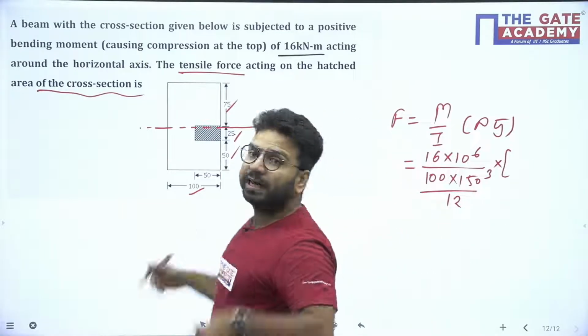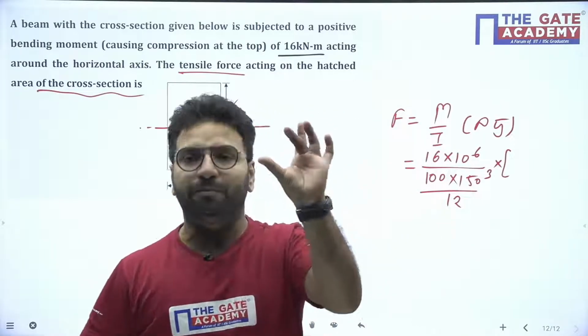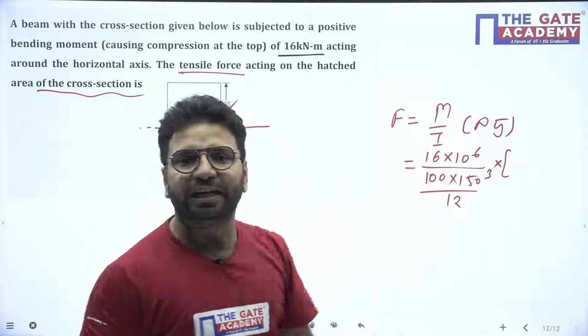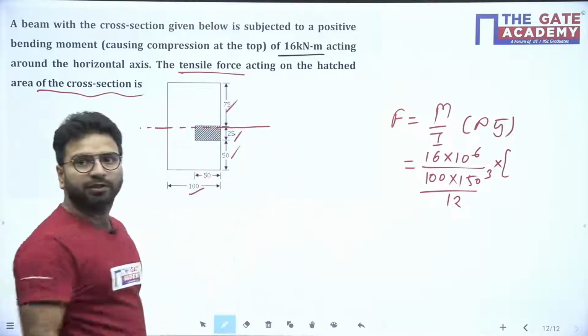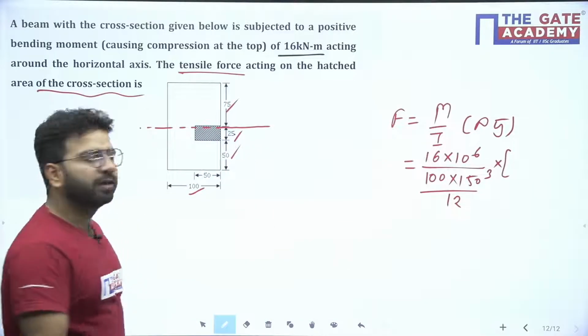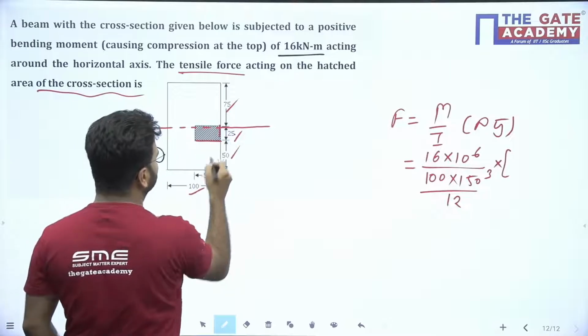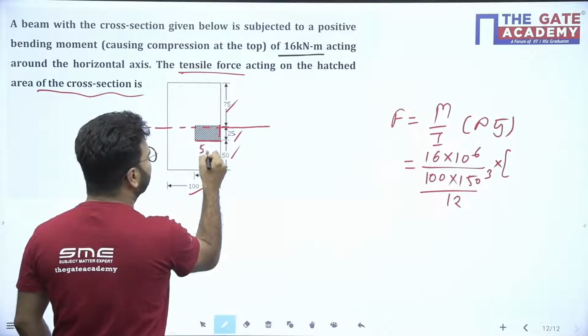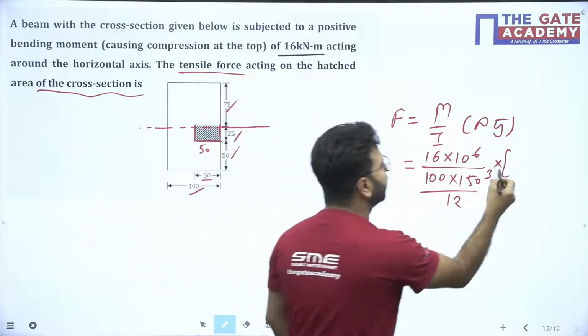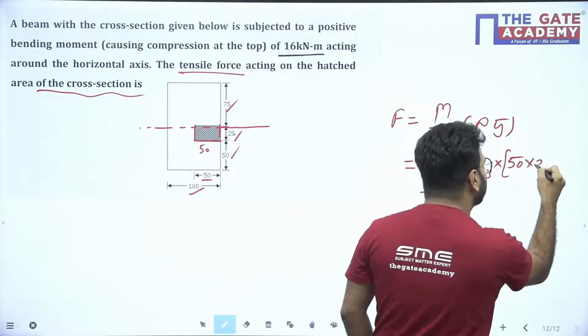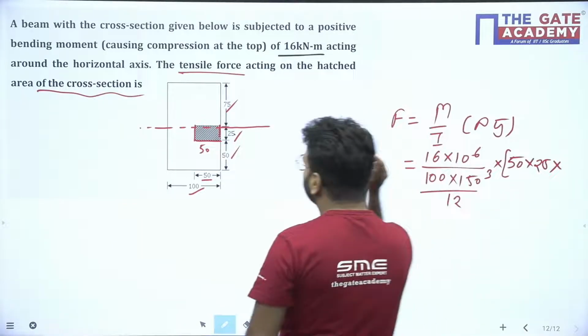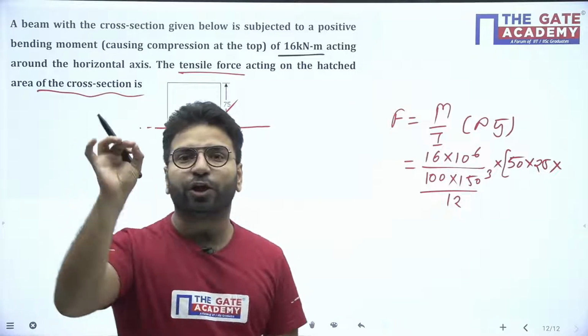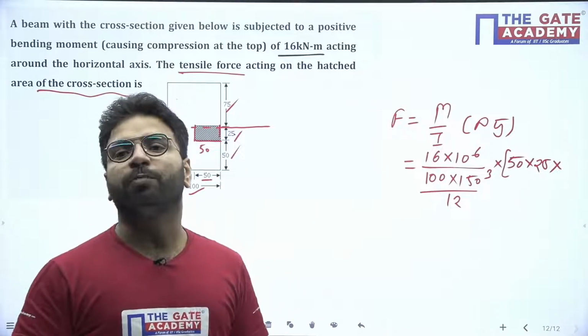A is how much? A is the hatched area. So this area is hatched. How much will it be? You can see this is 50 and this one is 25. So 50 into 25 into y bar. Y bar is how much? Y bar is the centroid of the hatched area from the neutral axis.